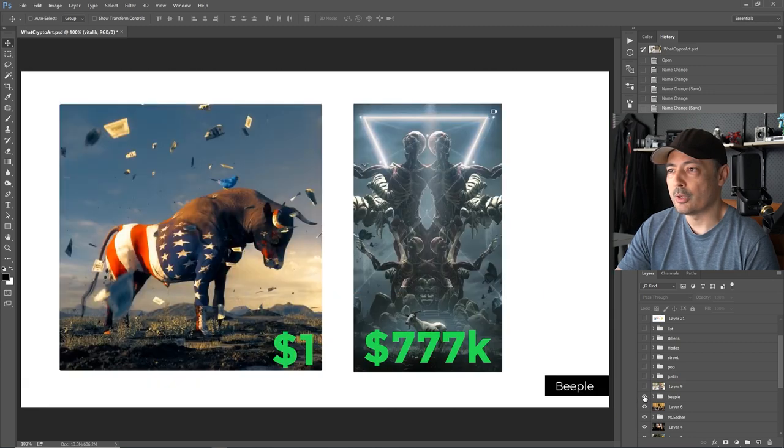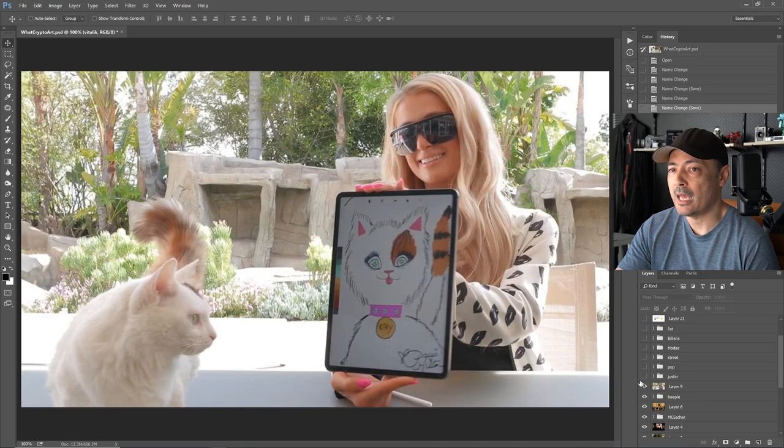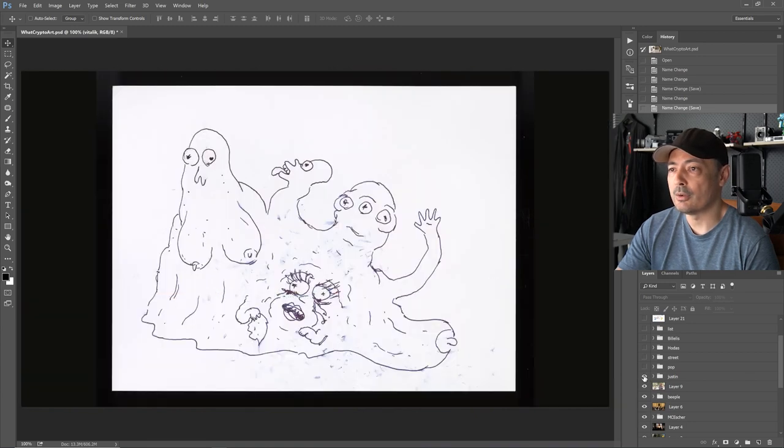People sold this work for $1, and a couple of months later sold this one for $777,000. Paris Hilton drew this picture of her cat, and it sold for $17,000. Justin Roiland, the creator of Rick and Morty, drew this sketch, and it sold for $90,000. Of course, if you already have a fan base, everything you sell will be worth more. But even small artists can find collectors that just like the art or want to support their work.